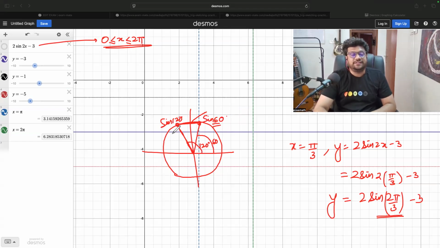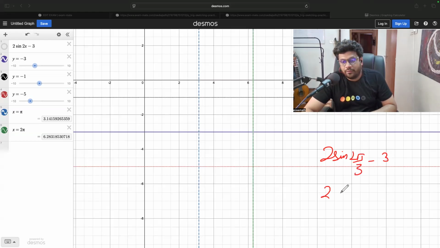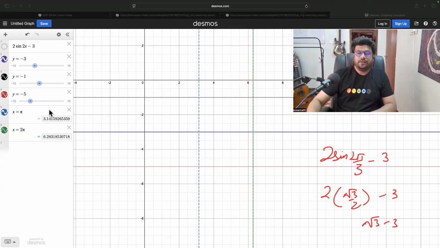I know sine of 60 is root 3 by 2, which means the same y is going to be for this point, and it's going to be equal to sine of 60, root 3 by 2. There it is. So when I find out 2 sine of 2 pi by 3 minus 3, I go 2 times root 3 by 2 minus 3. That's root 3 minus 3.